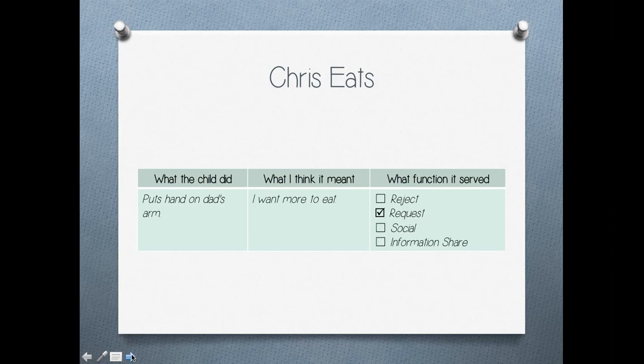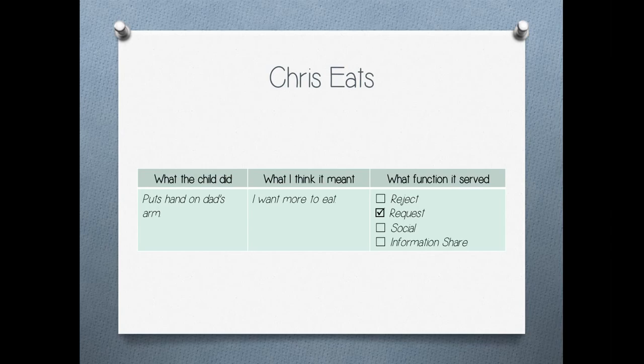Okay. So what I saw with Chris was him putting his hand on his dad's arm, and that seemed to be associated with the message, I want more to eat, or can I have some more, I'm hungry, which would be a request. But there were other facial expressions and body movements that you may have picked up on and interpreted as additional messages, which may very well be true.